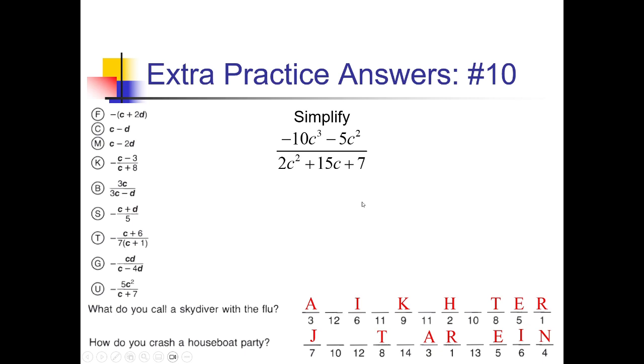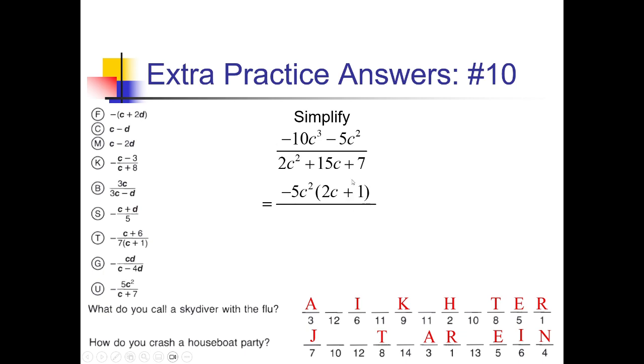Let me start by factoring out my numerator. For that one, it looks like I can take out a negative for sure. I'd also like to take out a 5 because of the 10 and the 5. And I can also take out a c squared. So -5c squared coming out of everything. And then that leaves me for my first term now a 2 and a c left over there. And if I take that out of -5c squared, that's a positive 1.